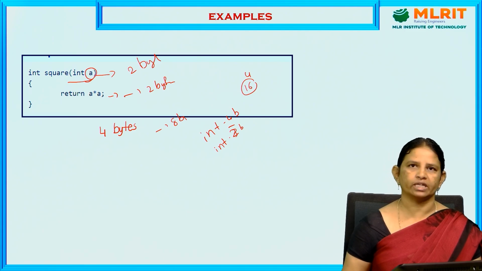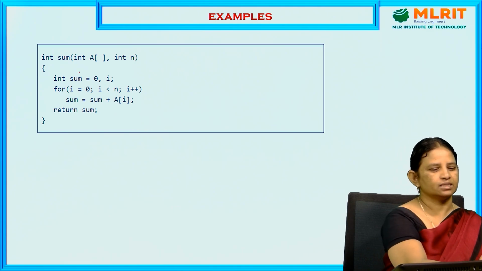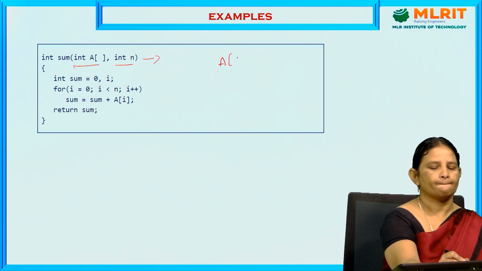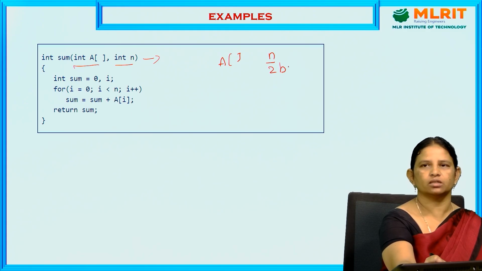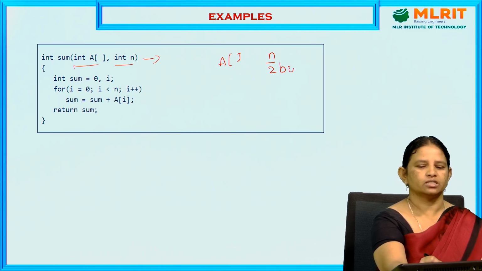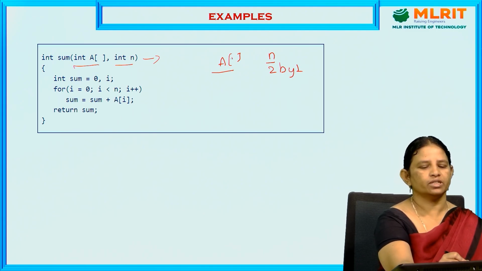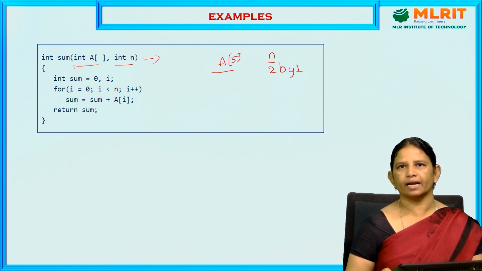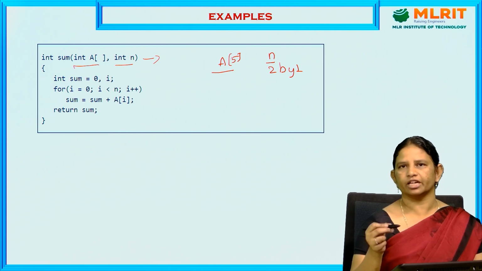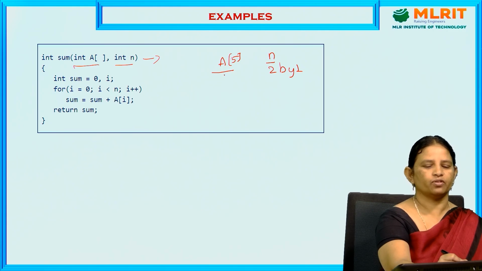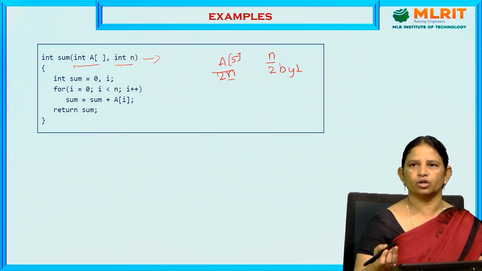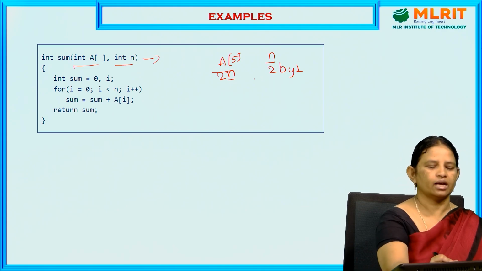Let us look at one more example of how to calculate the space complexity. int sum(int a[], int n). Of these two variables, one is an array variable and the other is an integer variable. Assume a 32-bit processor, so an integer is 2 bytes. For n, say n is 5. Five values are stored in the array, and each integer value takes 2 bytes. 5 into 2, that means 2n. If n is 5, 10 bytes. If n equals 3, 6 bytes. So the array takes 2n bytes.